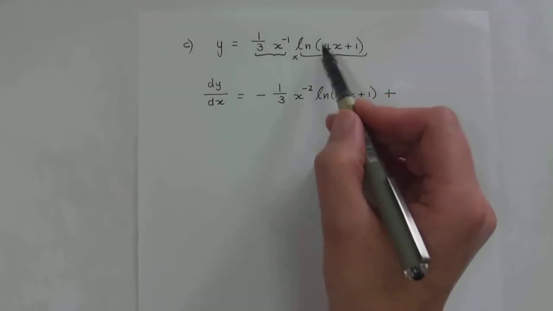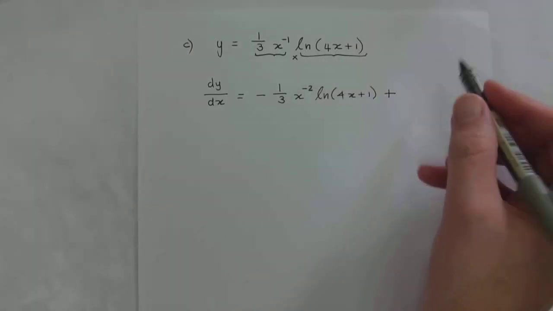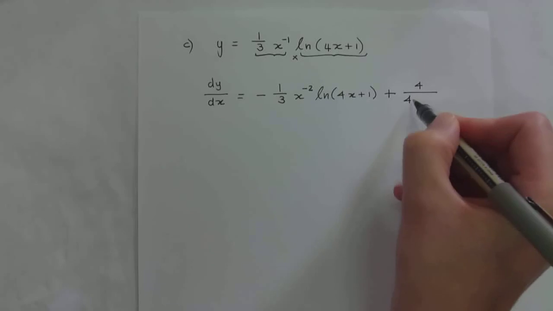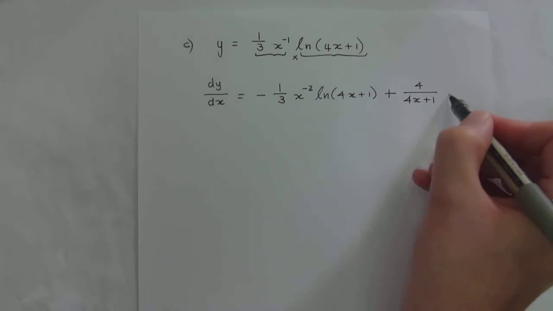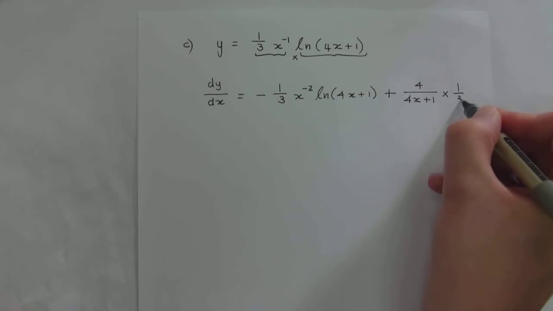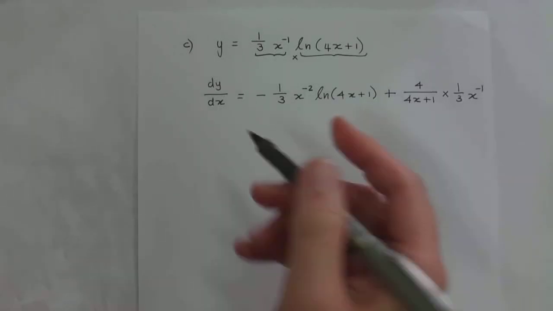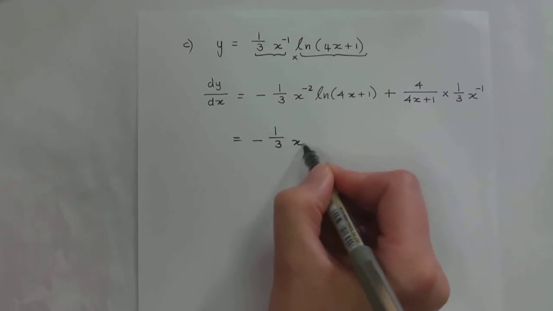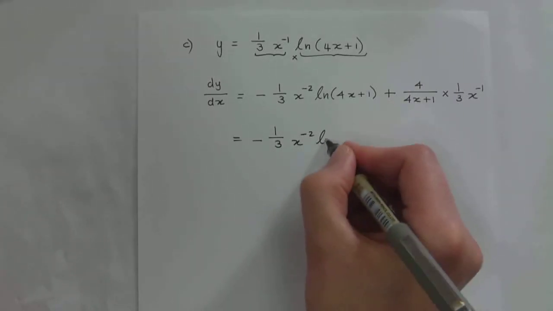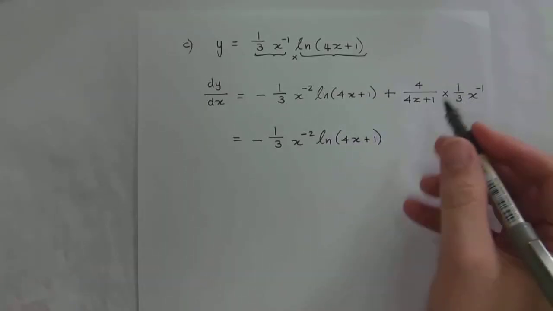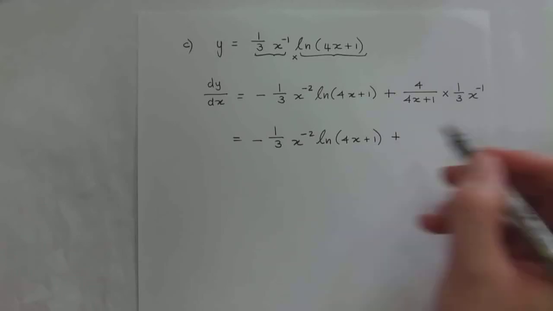The moment there's a function inside that logarithmic function, I say the derivative of 4x plus 1 is 4 divided by 4x plus 1, multiplied then by that particular function, which is then a third x to the power of negative 1. So I'm just going to clean this up. So it's a third x to the power of negative 2 ln of 4x plus 1. And then over here I'm going to say it's plus.